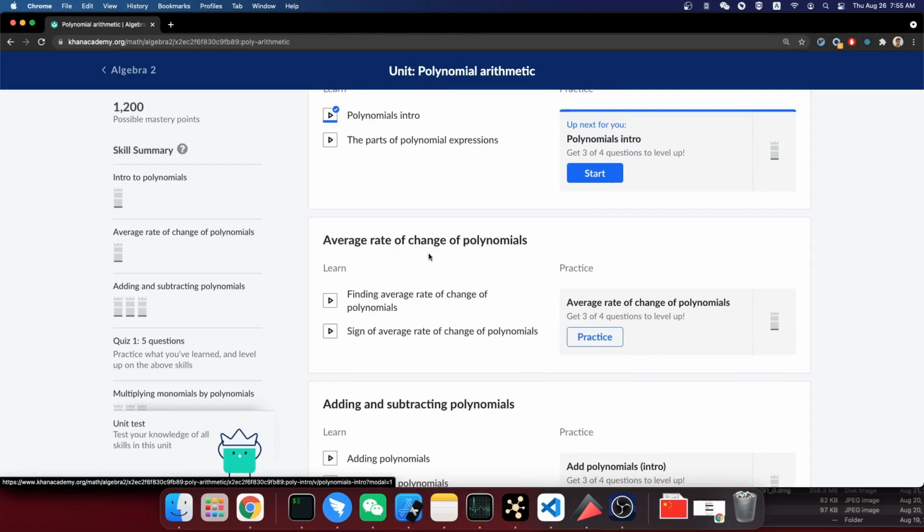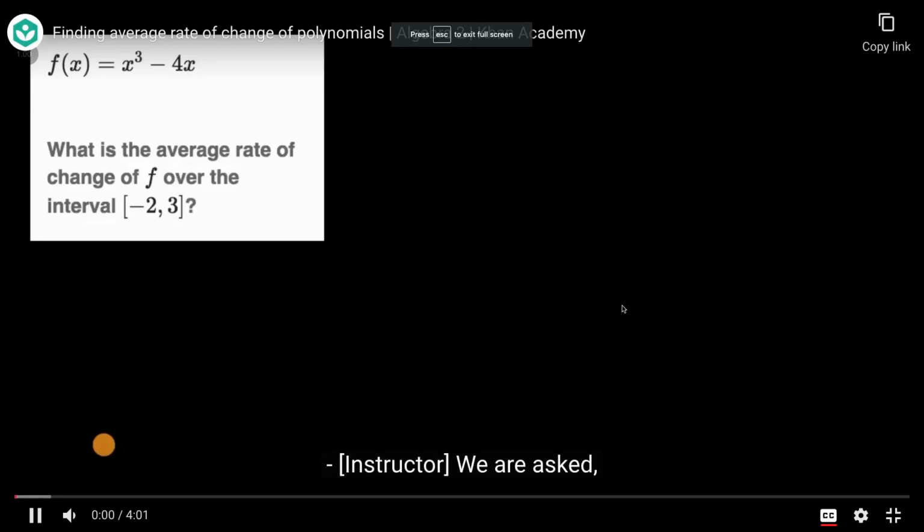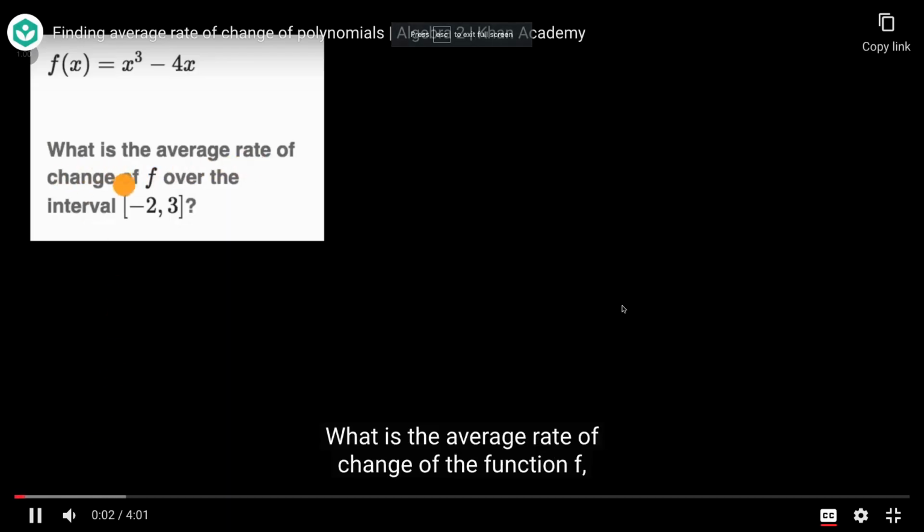Average rate of change of a polynomial. We are asked, what is the average rate of change of the function f, which is defined up here, over the interval from negative 2 to 3? It's a closed interval because they put these brackets around it instead of parentheses, so that means it includes both of these boundaries. Pause this video and see if you can work through that. All right, now let's work through it together.